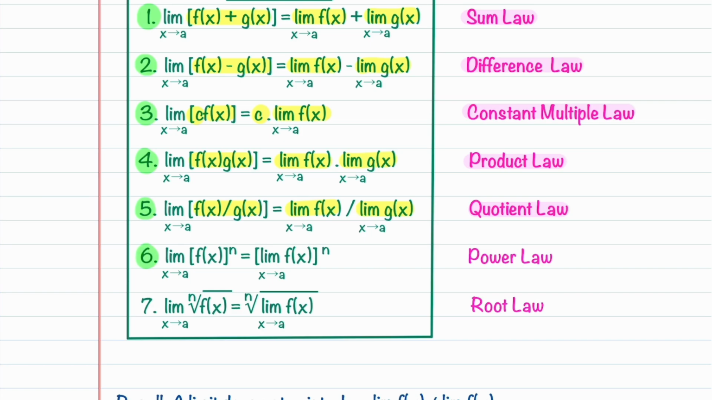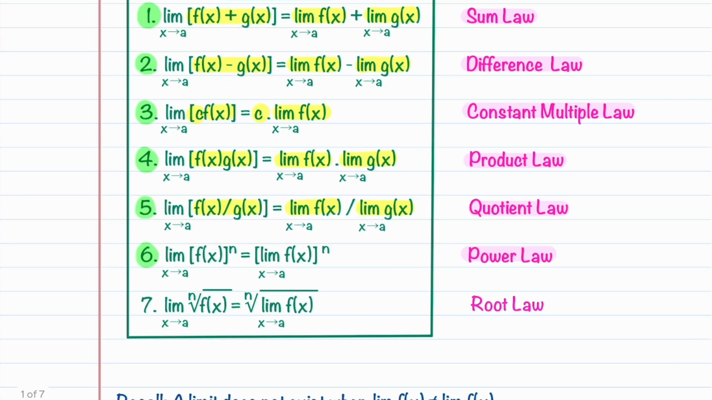Law number 6 is called the power law. It just tells us that the limit of a function raised to a power is the limit of the function all raised to that power. Our last law, number 7, is the root law. It tells us that the limit of the nth root of a function is equal to the nth root of the limit of the function. That just means you can pull the limit inside the radical.